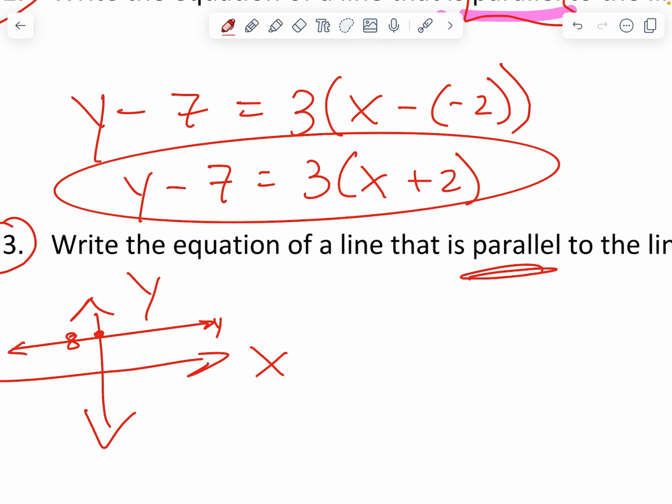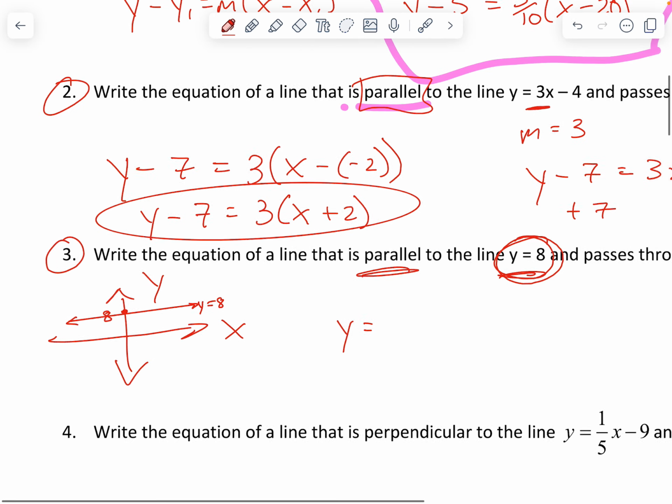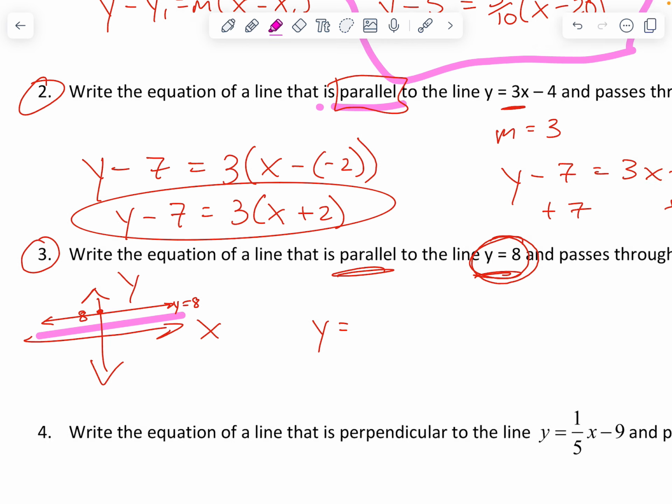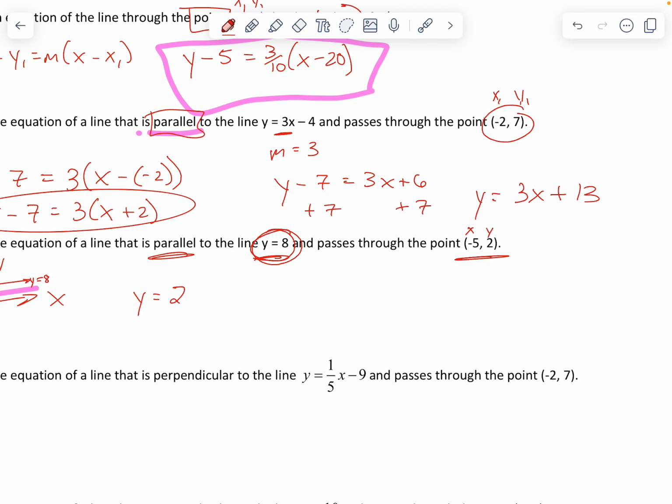Okay, so that's y equals 8, right? So if it's parallel to that, it's also going to be a y equals formula, okay? And it needs to be a horizontal line that goes across, right? But what y value does it go through? Well, we've got our x and our y, so this must be 2. So this is going to be y equals 2, parallel.